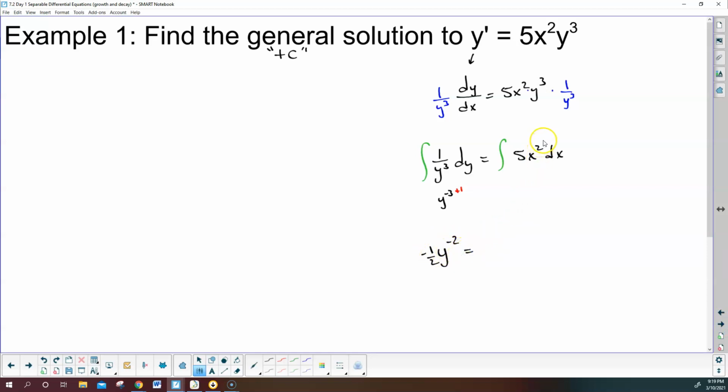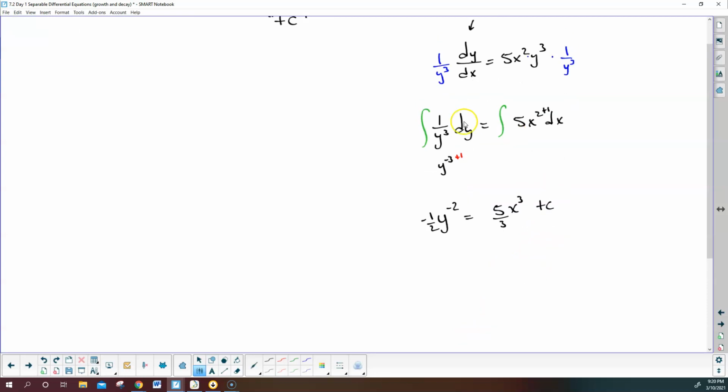And then I'm going to do the same thing here. I'm going to add 1 up top. So the 5 is a constant. Get x to the third. If I put a 3 up top, I got to divide by a 3. Then I'm going to put the plus c. Okay. So I just separated my variables, took the antiderivatives of each. Now, the last thing is I have to solve for y.